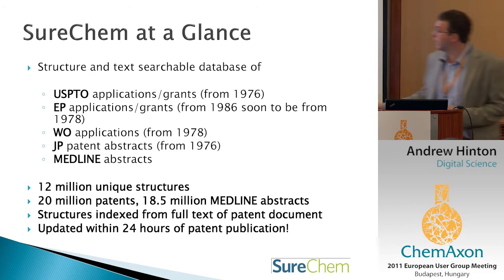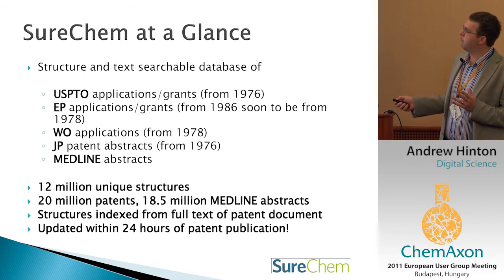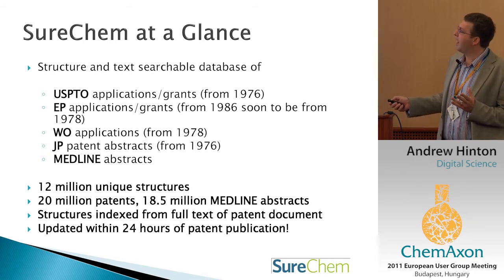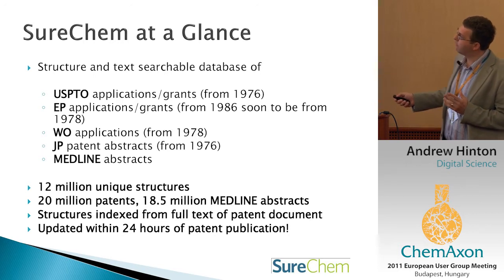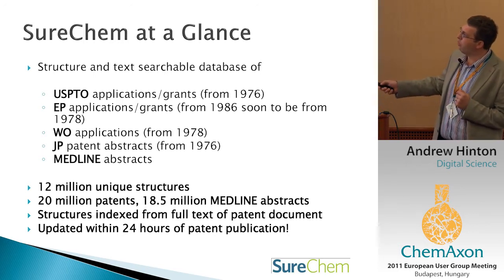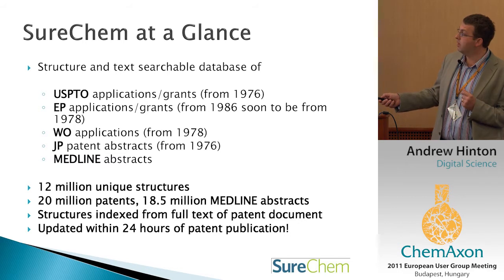So just quickly, SureChem at a glance. SureChem takes patent data and provides a combined structure and text searchable database of patent literature from all the major authorities back from 1976. So we process USPTO, EP, WO, full text patents, and then along with that we have abstracts from Japan and MEDLINE.